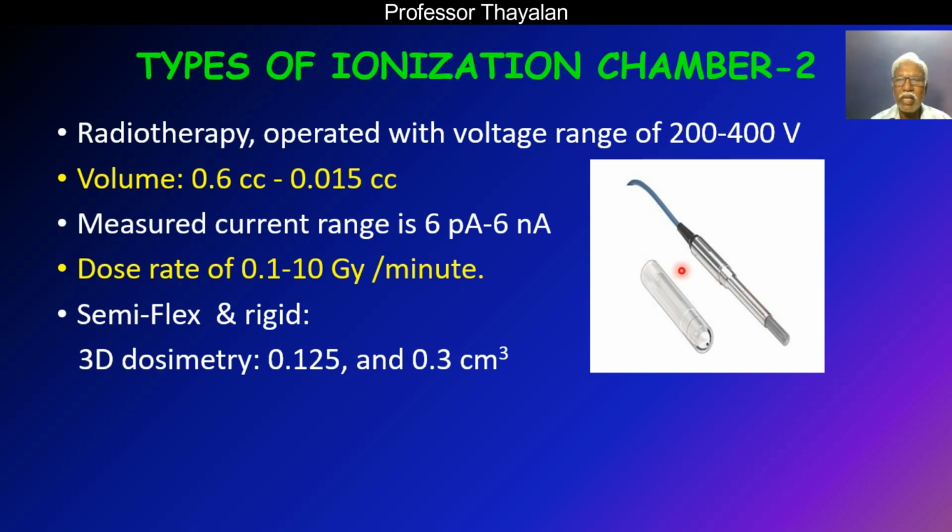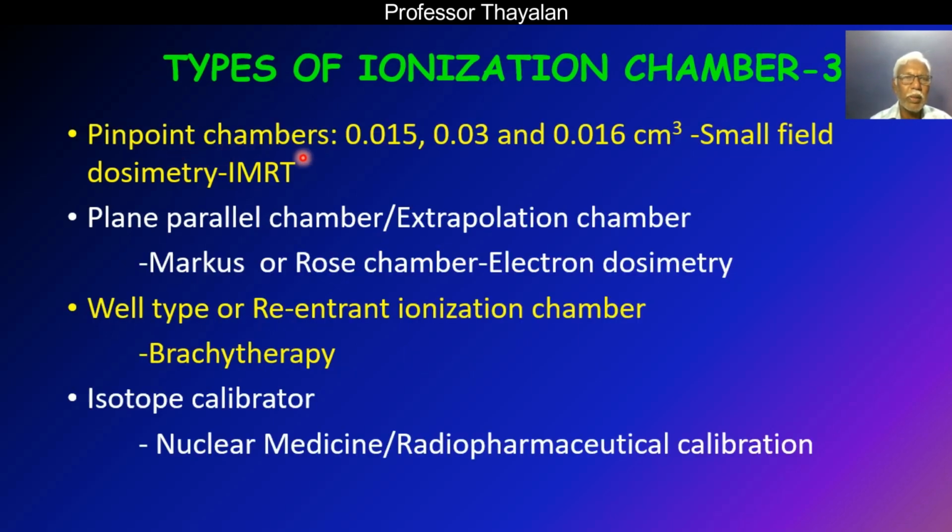Used in radiotherapy application for cobalt as well as the linear accelerator. Apart from that, we do have semi-flex and rigid chambers with a volume of 0.125 and 0.3 cc. This is especially used for 3D dosimetry. The next one is pinpoint chambers. They are available with a volume of 0.015 cc, 0.03 cc and 0.016 cc, especially used for small field dosimetry in IMRT treatment like that.